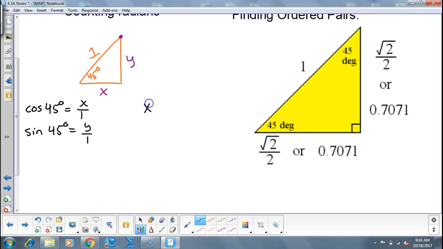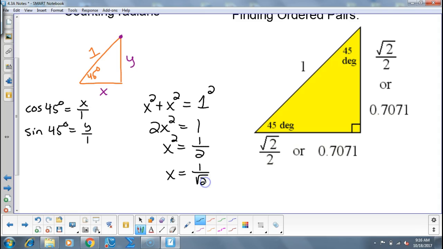So we could have said x squared plus x squared equals 1 squared, or 2x squared equals 1. So x squared equals 1/2. Take the square root of both sides, and we get x equals 1 over the square root of 2, which when you rationalize your denominator gets you the square root of 2 over 2. Okay? That's another way of doing it.